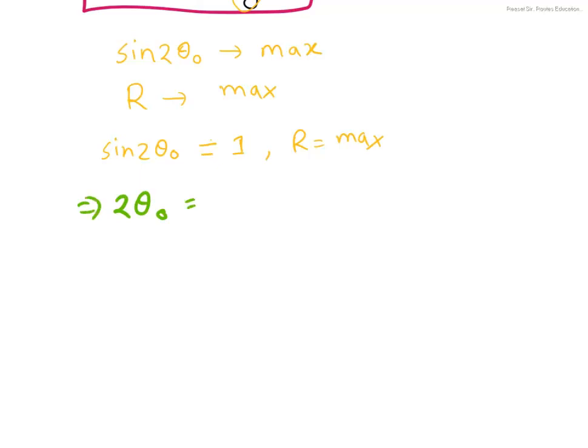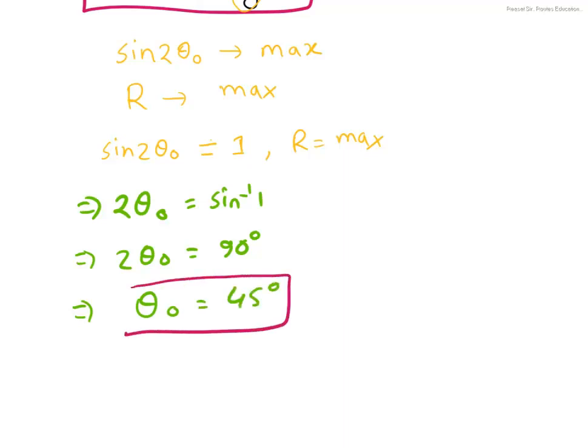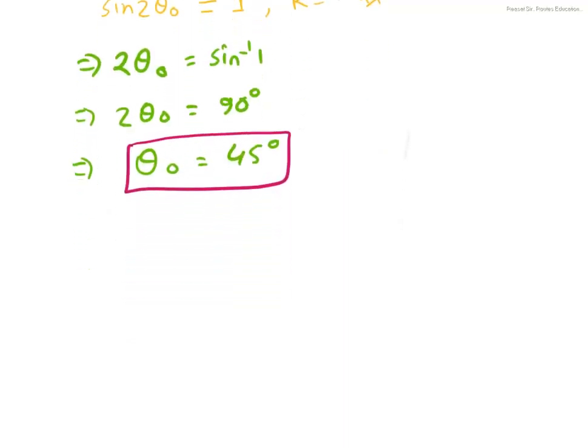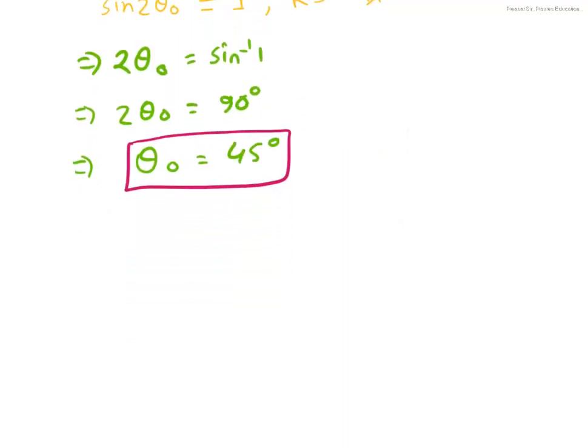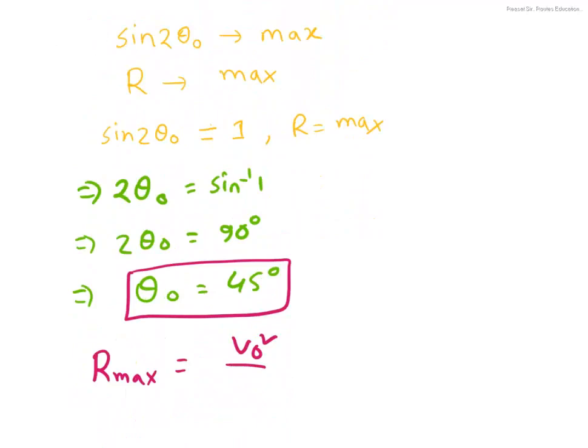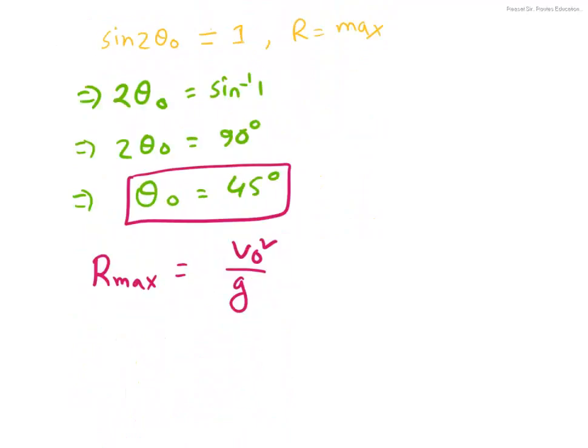So 2 theta naught will be sine inverse of 1, which gives 2 theta naught equals 90 degrees, and theta naught becomes 45 degrees. This is the condition for maximum range. When we throw a projectile at an angle of 45 degrees, it will travel the maximum distance in the x direction. So the maximum R, R max, would be V naught squared by g.